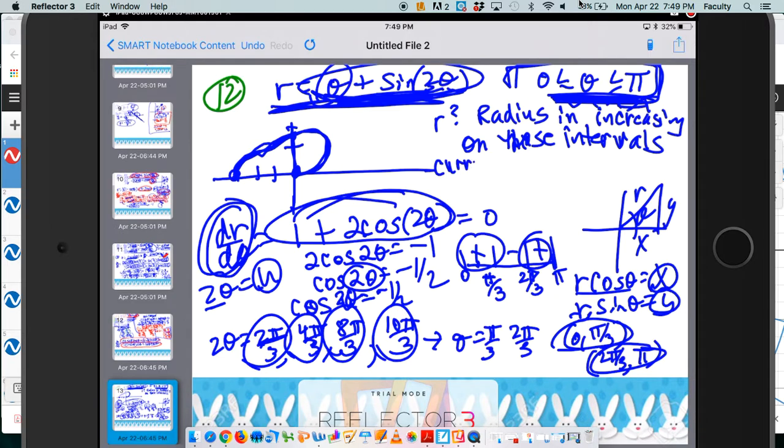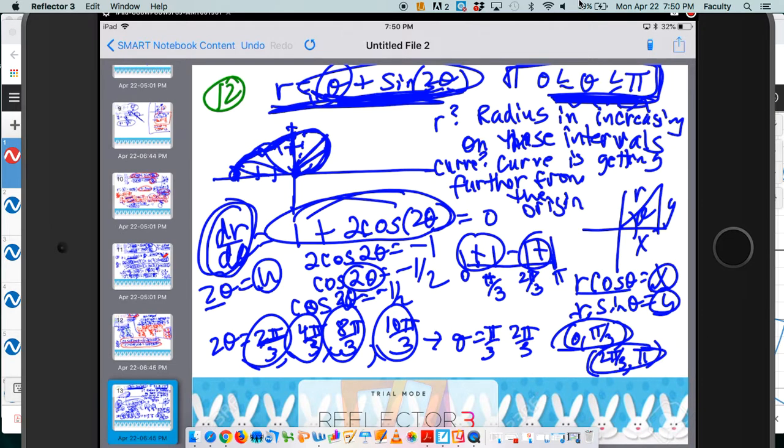What does that tell me about the curve? If the radius is increasing as I go, that means the curve is getting further away from the origin. If dr d theta is positive, I'm getting further away, and then you see for a while I'm getting closer, and then it stretches out to further away. The curve is getting further away from the origin during those times. So what should be happening from pi over 3 to 2 pi over 3? For a little bit of time, they're getting closer, and then it's a weird graph. It's getting further away.